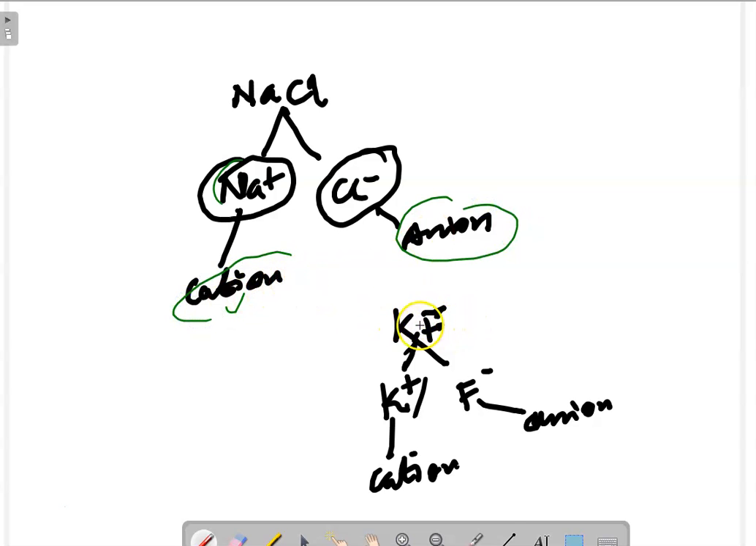Another example is potassium fluoride. Potassium fluoride will consist of a cation of potassium 1 plus and an anion of fluoride 1 minus. Okay, so that is cation and anion.